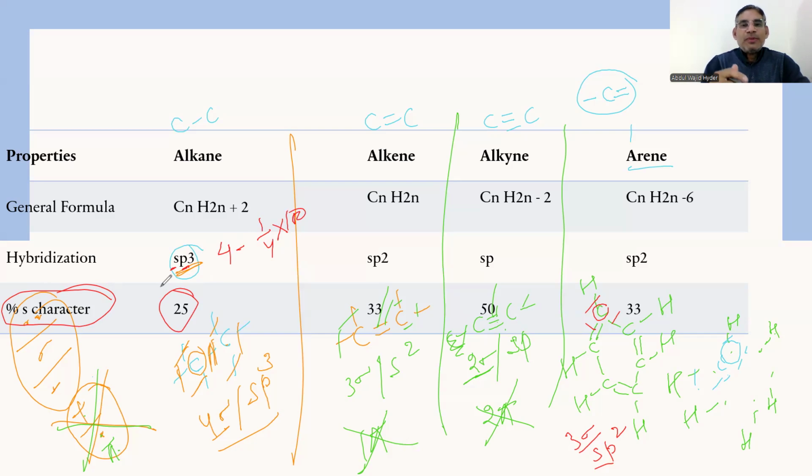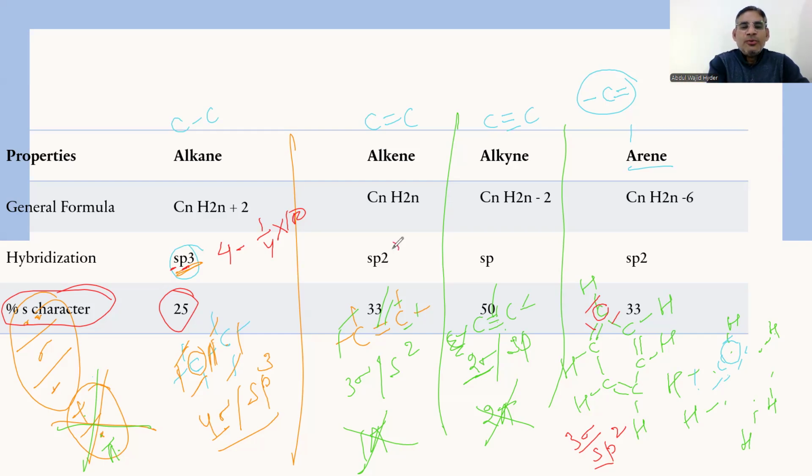On the basis of percentage S character, you will be deciding oxidizing power, acidity, covalency, etc. Acidity means tendency of losing hydrogen. So many properties which are very crucial in organic chemistry from the examination point of view will be decided by this percentage S character.